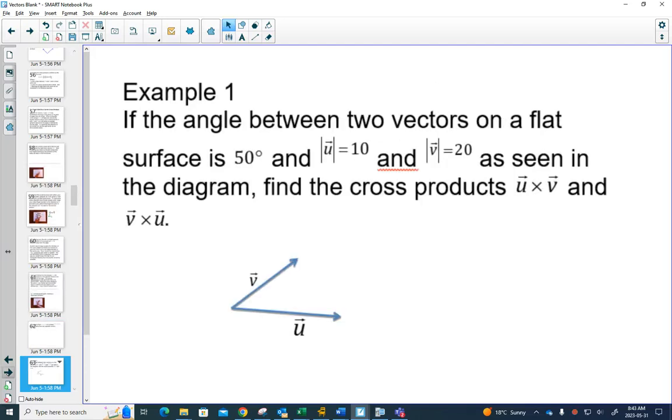So here we have two vectors. We want to find U cross V, which I'll do in blue. If you have U cross V, this is the direction that you would be thinking of, or that is how you would set up your right-hand rule, pointing this way and moving your fingers towards V. And V cross U, in green, would be in this direction.